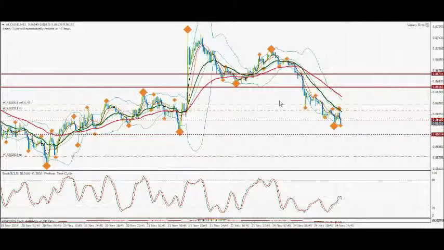This is a 15-minute chart of the Australian dollar US dollar pair, and this is another opportunity to trade with the trend. Before I get started with that, I did a counter trend trade here. This was on Friday, and I based this off of another entry that I used. I used a fib study.